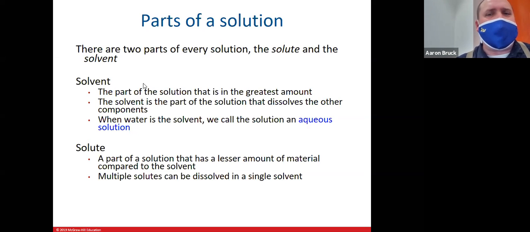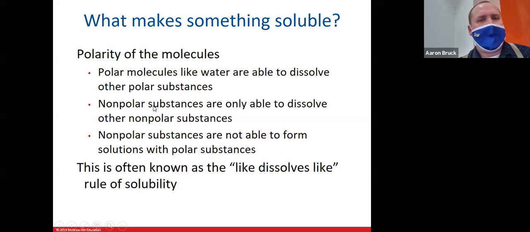But we have to ask ourselves another question here. We've taken the solution and broken it down into different parts, the solute and the solvent. But why does a solution form in the first place? What makes something soluble in water when other things are not soluble in water? The answer has to do with something called polarity.